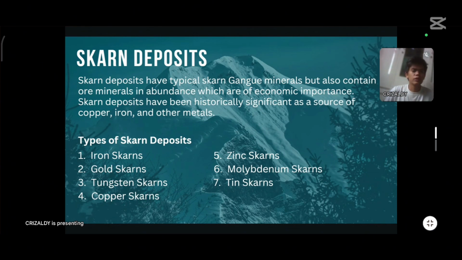Now, we know that in every deposit or ore, there are gangue mineral. Siyempre, ang skarn deposit, meron din siyang mga gangue mineral, but it can also contain ore minerals that can help in our economic importance such as the copper, iron, and other mineral. There are different type of skarn deposit. The iron skarn, gold skarn, tungsten skarn, copper skarn, zinc skarn, molybdenum skarn, and the tin skarn.